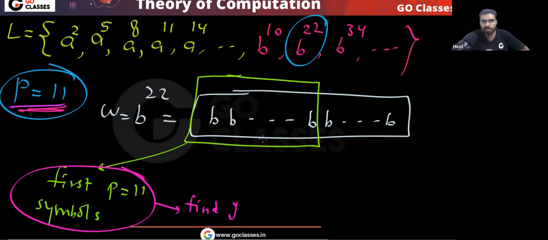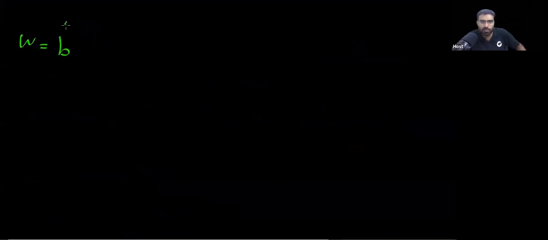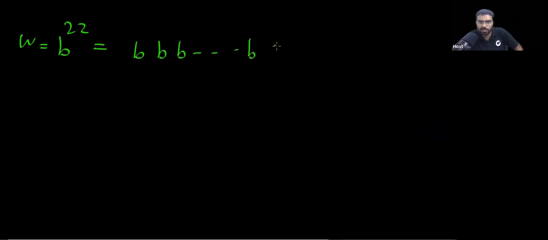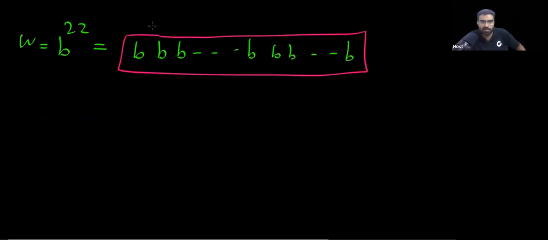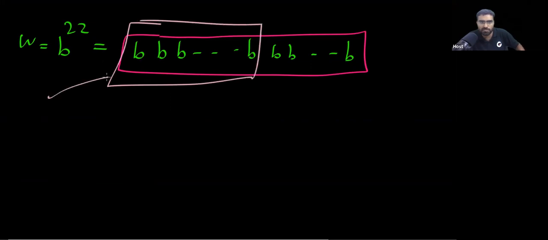See, no y will work. Where will the problem happen? Can anyone tell me? The problem will happen if you repeat 0 times. See here, whatever y you take, this is w equal to b power 22. Now in the first 11 symbols, let's assume these are the first 11 b's.